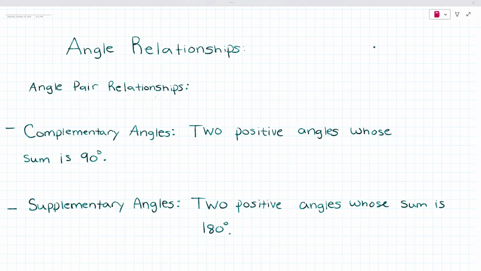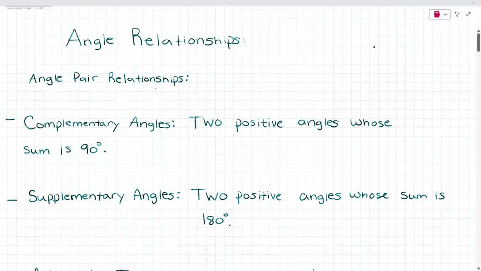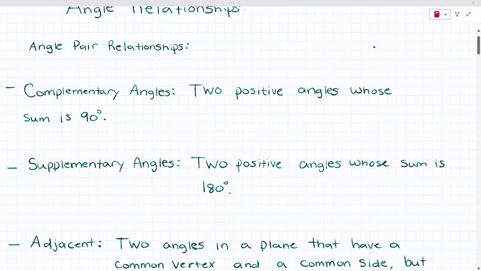complementary angles. Whenever they say complementary angles, it just means two positive angles whose sum is 90 degrees. Supplementary angles are two positive angles whose sum is 180. Supplementary angles are usually related to straight lines. So if this is a straight line, this adds up to 180 degrees. And complementary adds up to 90, and it usually has that box symbol.